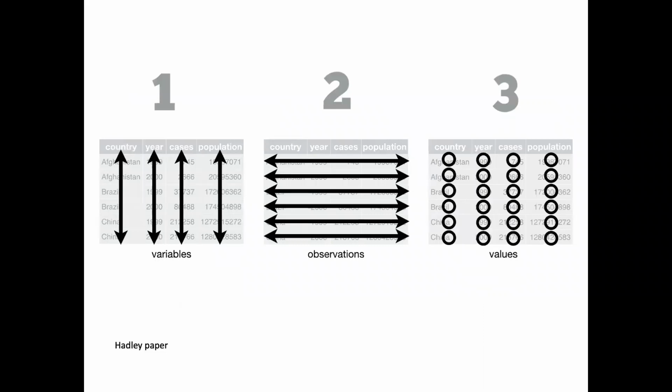So following these three rules is what makes a data set tidy. Variables are in columns, observations are in rows, and values are in cells. These three rules are interrelated because it's impossible to only satisfy two of the three.